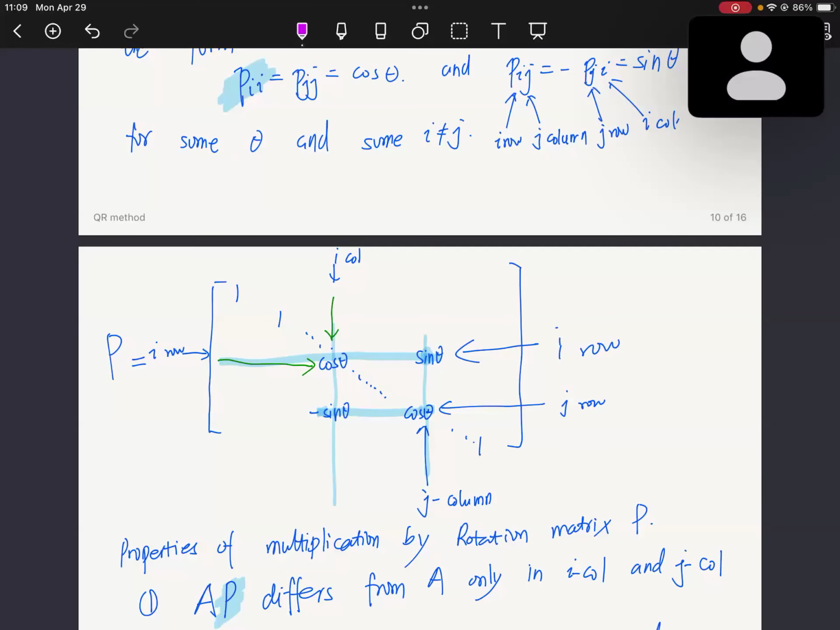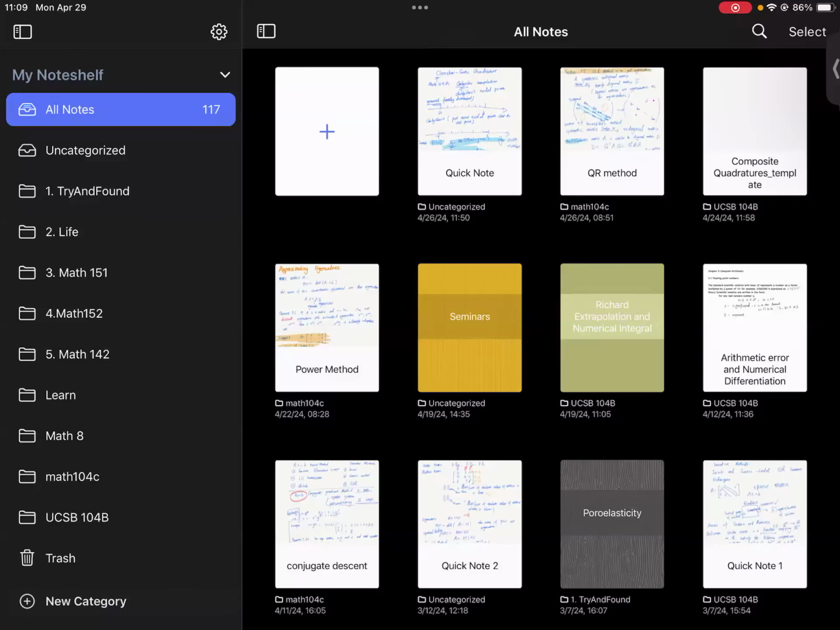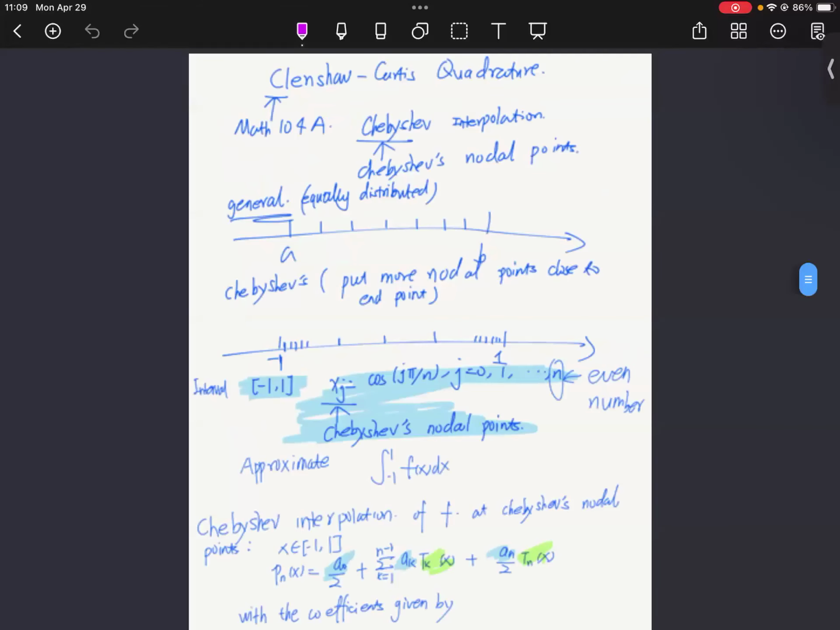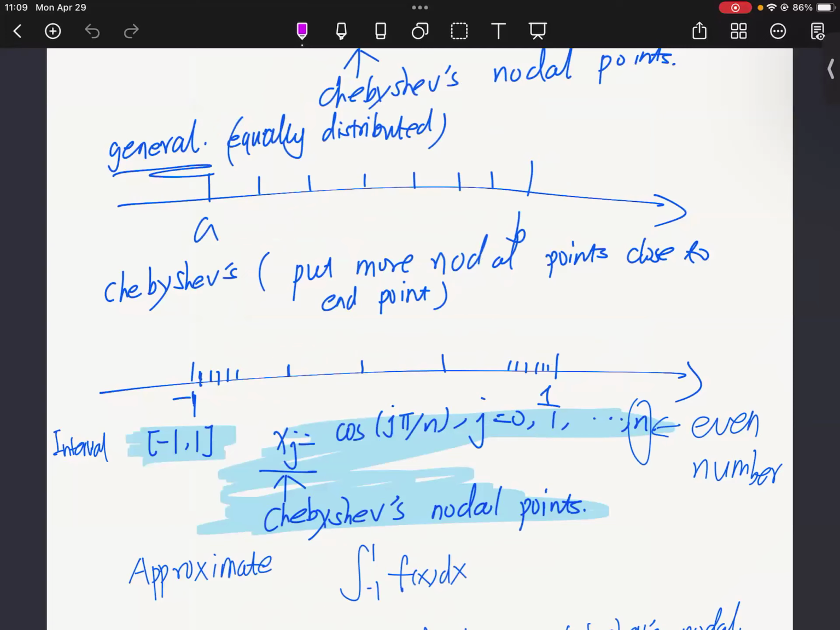And as we mentioned before, sometimes the equally distributed node points do not work pretty well. Last time we got the Chebyshev ones, and the Chebyshev node points look like this, where we get more node points close to the end of the interval.